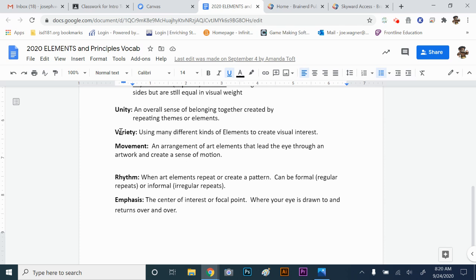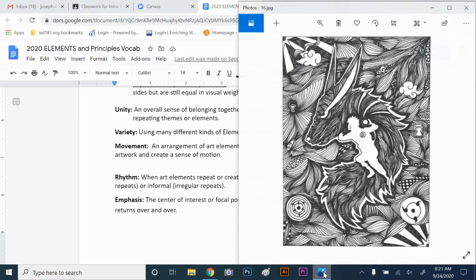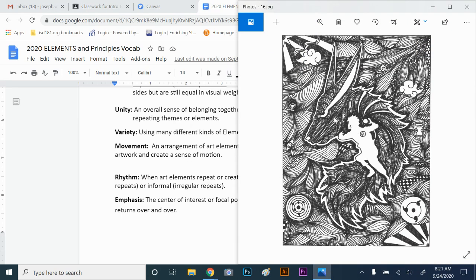Variety, this is one of the easier ones usually to write about. It just means that you have a variety of elements to add interest. So if we look specifically at line, and we'll go back to this, I could say I have a variety of line because I didn't use just one kind of line. So you can say there are some straight lines, there's some curved lines, there's some skinnier ones, some thicker ones. There's a variety of different line types throughout this artwork.